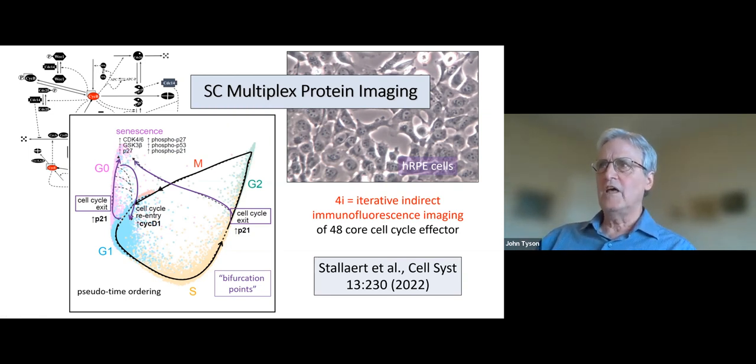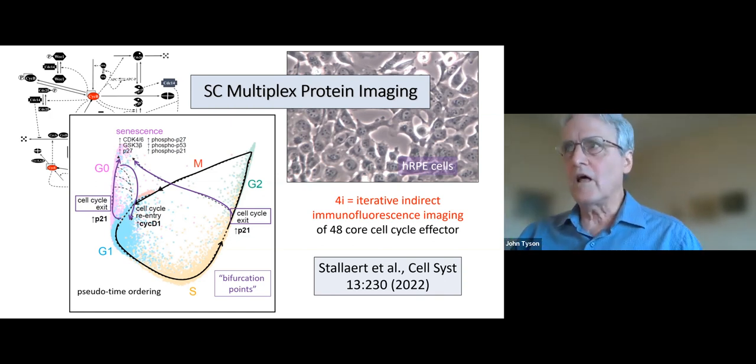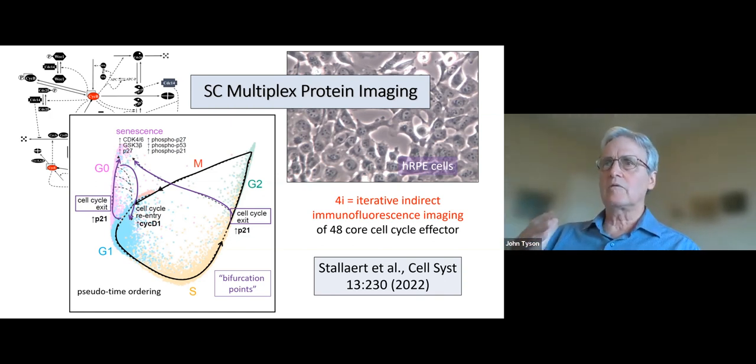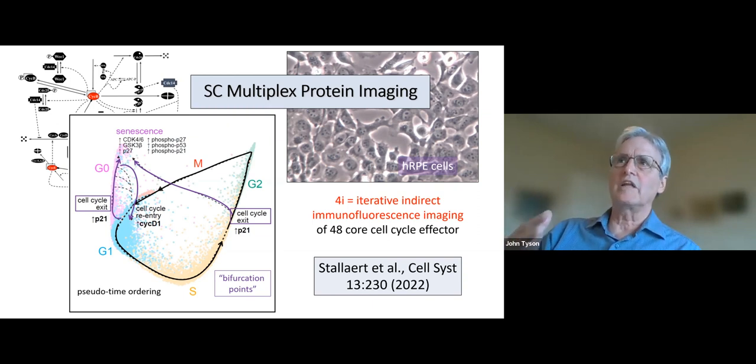And I might also say that there's a huge amount of wonderful data here that's just begging to be analyzed by an accurate quantitative model of the dynamics of all of these 48 different cell cycle effectors. Now we know how their levels are changing as the cells progress through the cell cycle and as they exit the cell cycle. And there's yet to be a good mathematical model of this data. It's quite new, right? Only been around for a couple months.